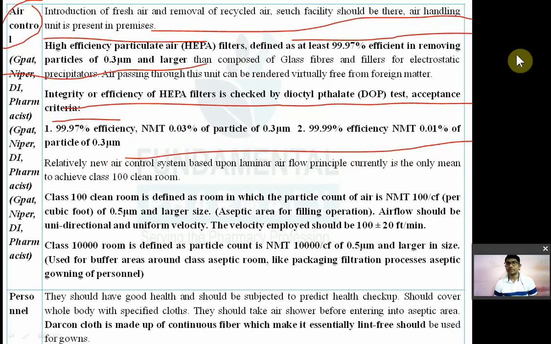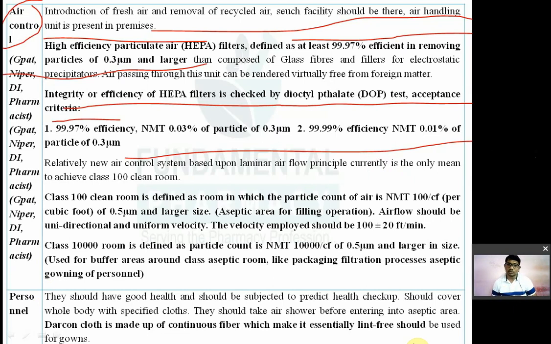A question comes on efficiency, so remember, the normal efficiency is 99.97%. In the DOP test there are two grades. After the DOP test, HEPA filters can be classified based upon efficiency. Those HEPA filters having 99.97% efficiency should not pass more than 0.03% of particles of 0.3 micron. HEPA filters are called 99.99% efficient if they are not passing more than 0.01% of particles of 0.3 micron.